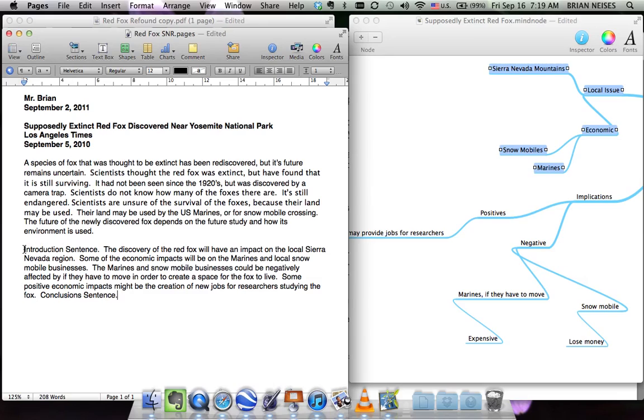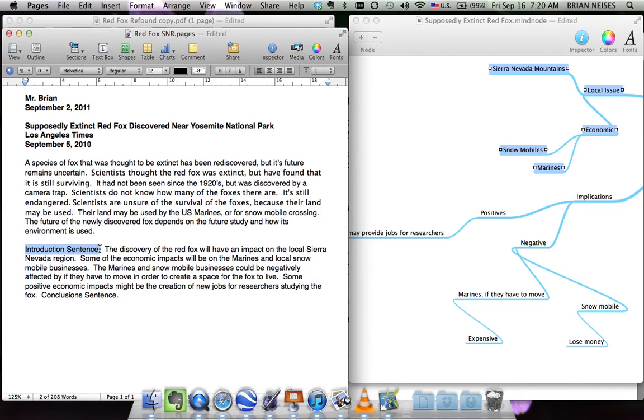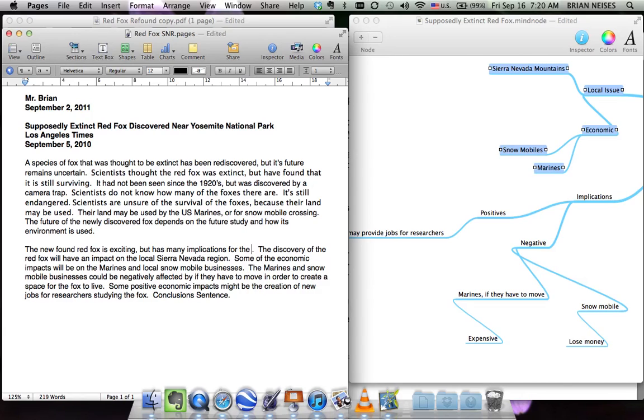Okay, we then would go back and sum it all up, and that might become an introduction sentence, such as the one world. Now let's not say one world. The newfound red fox is exciting, but has many implications for the local area. Okay? We'll have many economic implications for the local area. So I'm kind of summing all that back up.